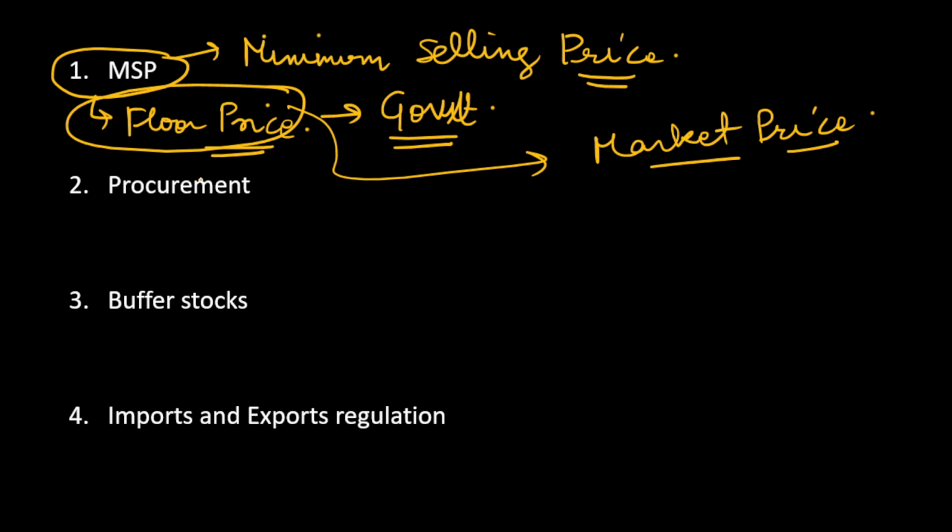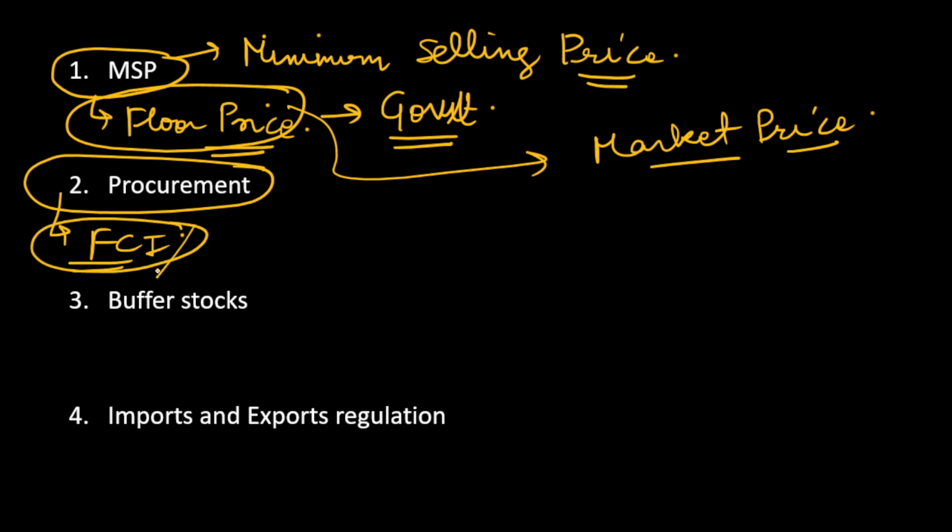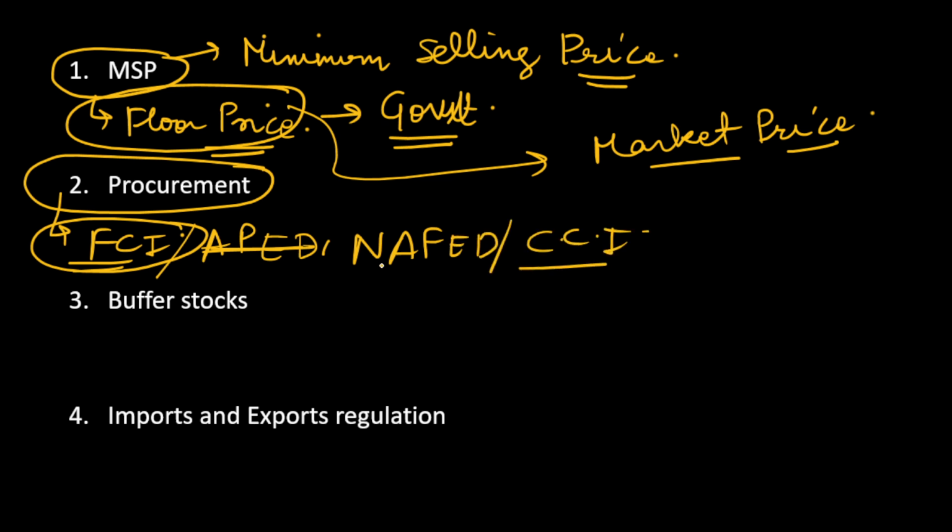So this was MSP. Secondly, we have procurement. Agencies like, we all know that Food Corporation of India (FCI) procures at MSPs. It procures from farmers at MSP. In procurement, FCI is involved, NAFED is involved, other commissions such as Cotton Corporation of India are involved. FCI is generally involved in the procurement of cereals.